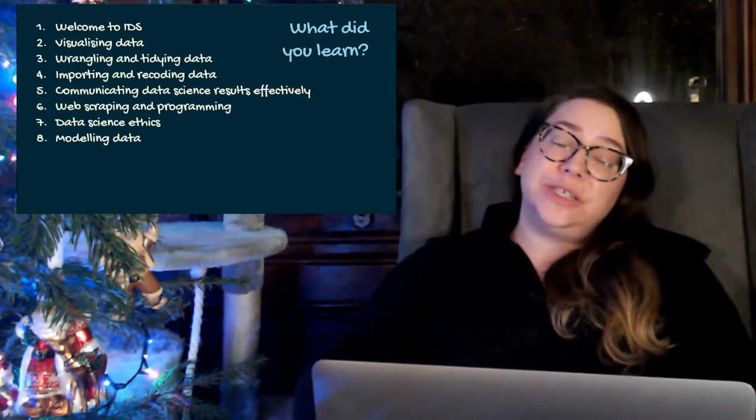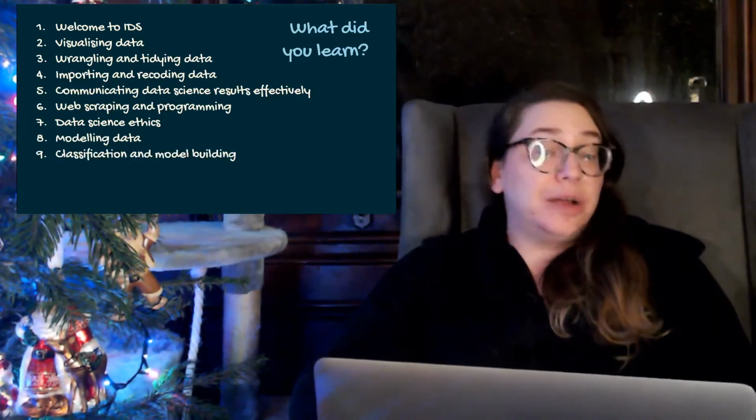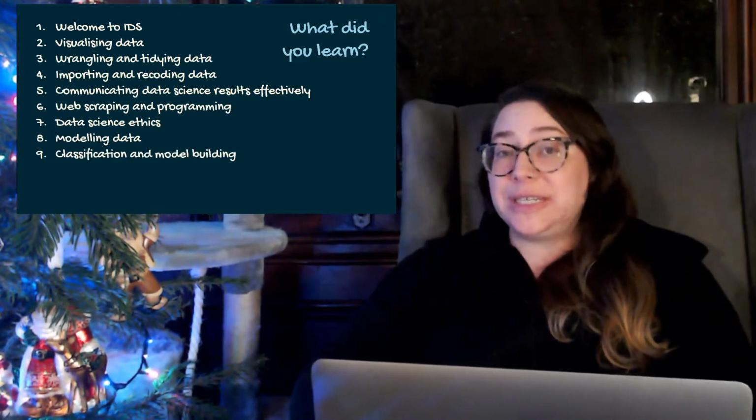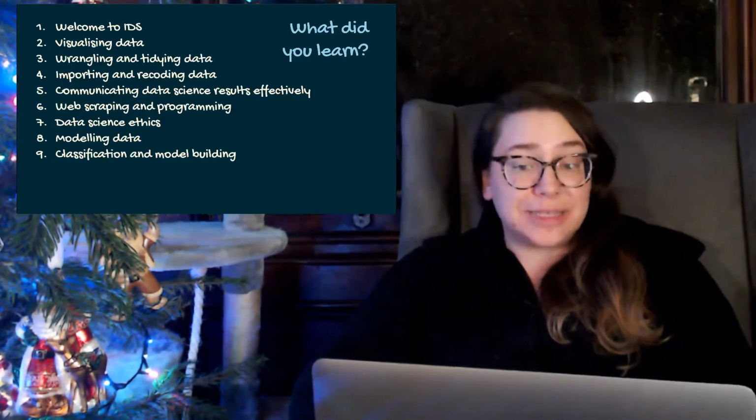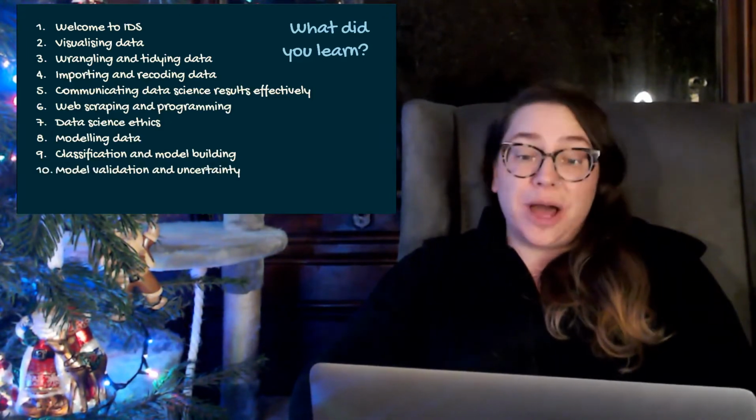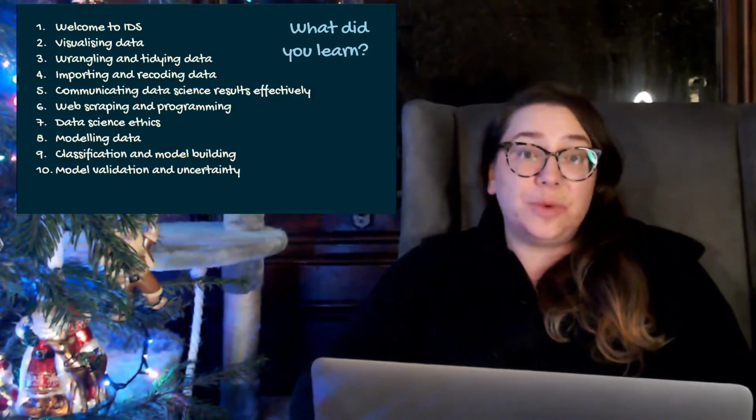And then we went into our modeling unit, where we started by introducing what models are, how to build models for predicting numerical and categorical data, and with the categorical data, how to do classification. Then we talked about model validation with cross-validation and estimating uncertainty with bootstrapping.